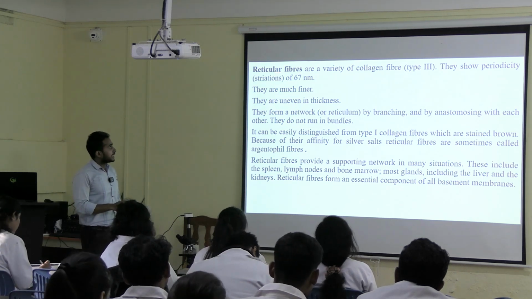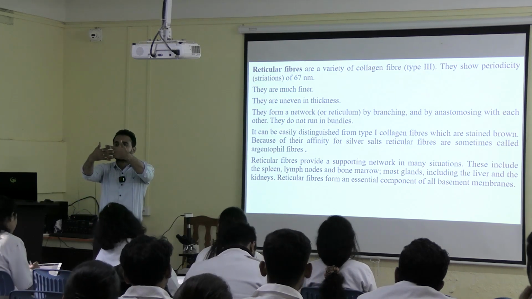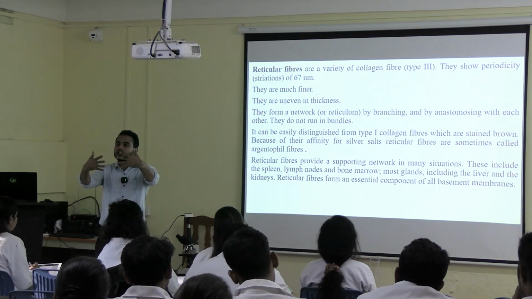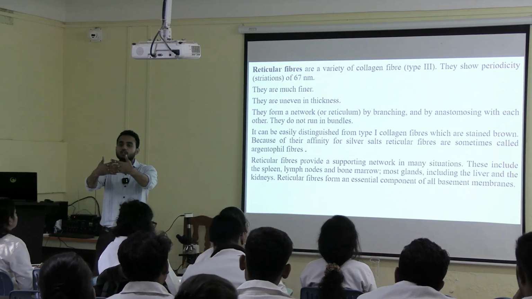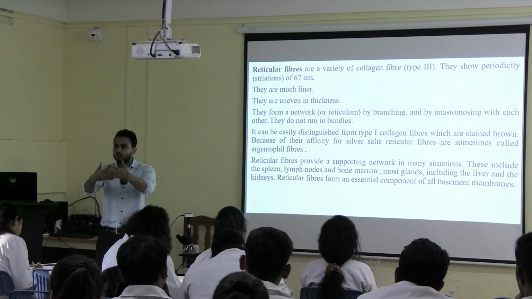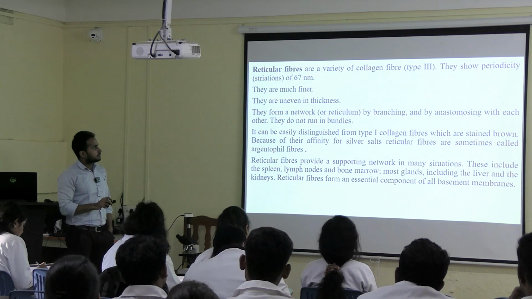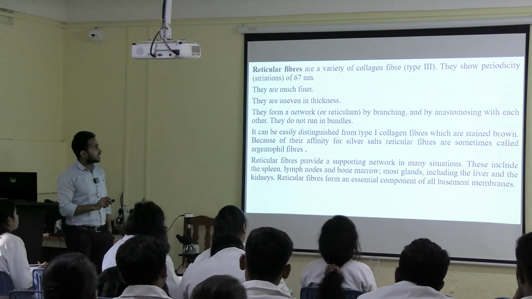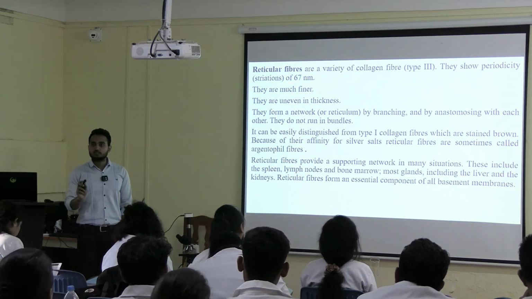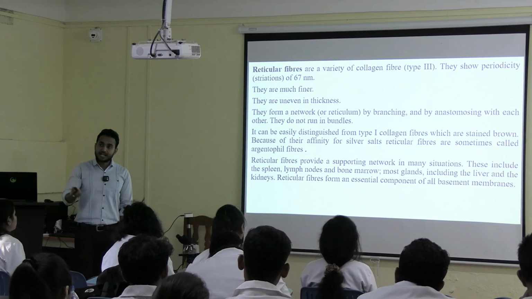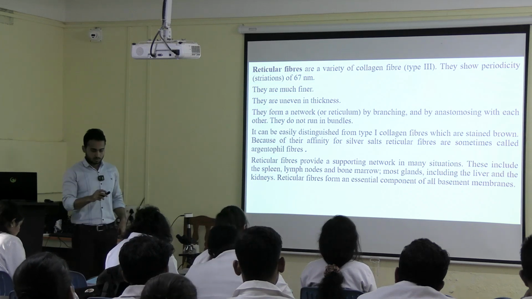If you see the reticular fibers, the arrangement is like this. They are in the form of a network. The branching pattern is such that the fibers always appear as a network in the connective tissue. They form a network or reticulum by branching and anastomosing with each other, and they do not run in bundles. So the reticular fibers will not run in bundles, but they branch and anastomose with other fibers to form a reticulum or network-like structure.